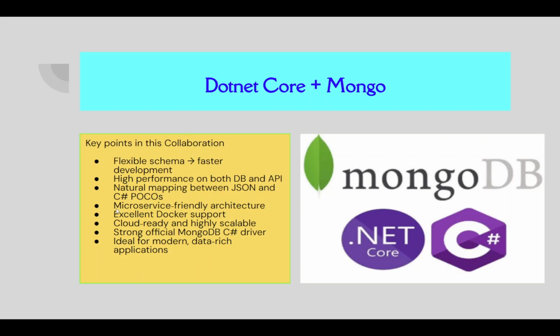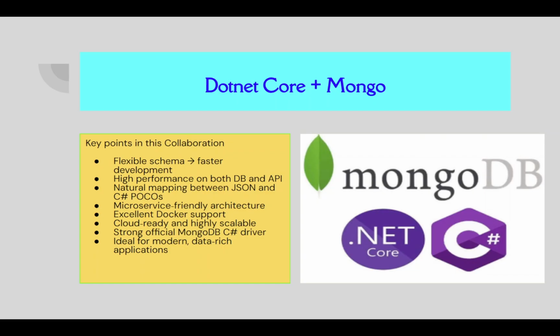So microservice friendly architecture. MongoDB is widely used for microservice architecture because each service can have its own database. In MongoDB, managing the databases is easy. Each service can have its own database. No schema conflicts between teams. So if n number of teams are working on n number of schemas, there will be no conflict between the teams. MongoDB will be best used.